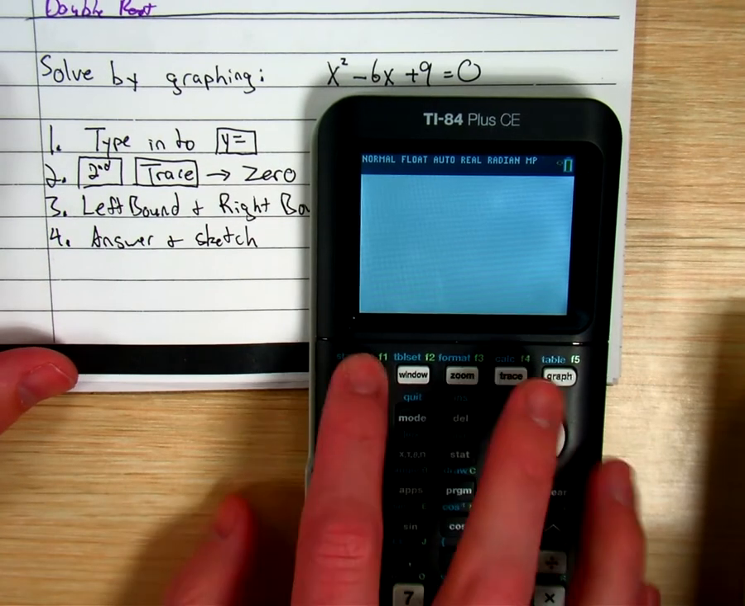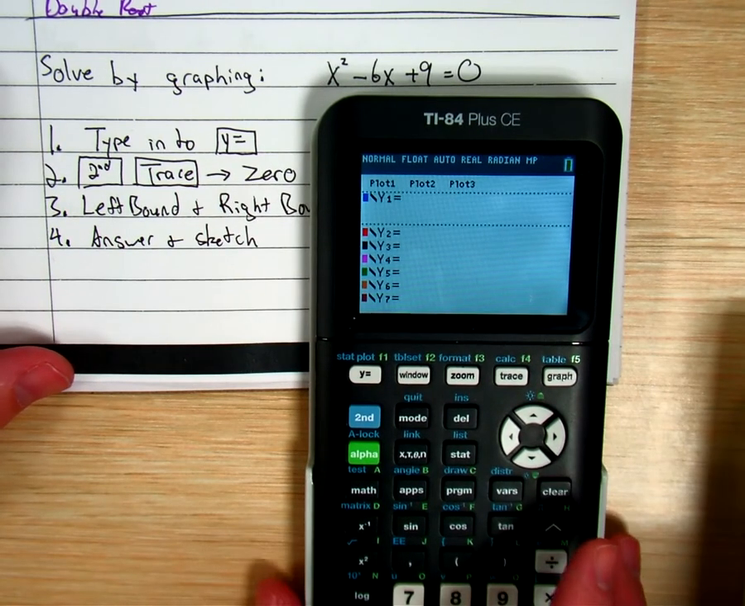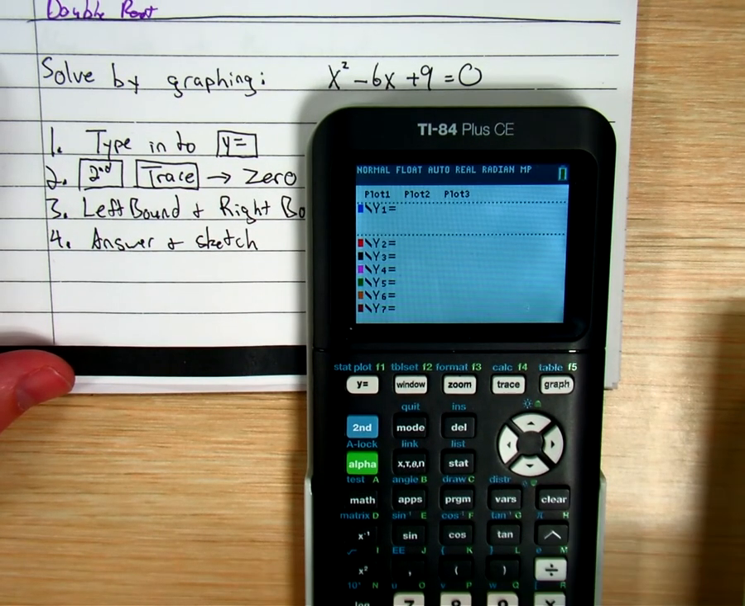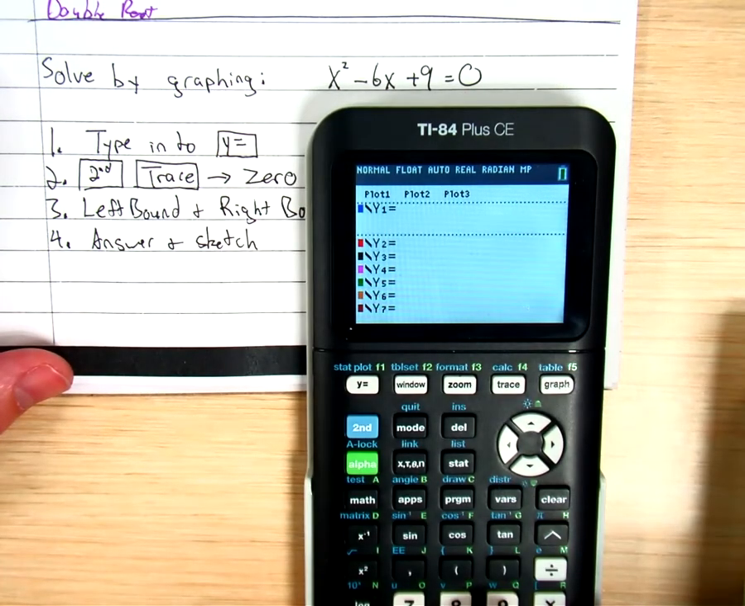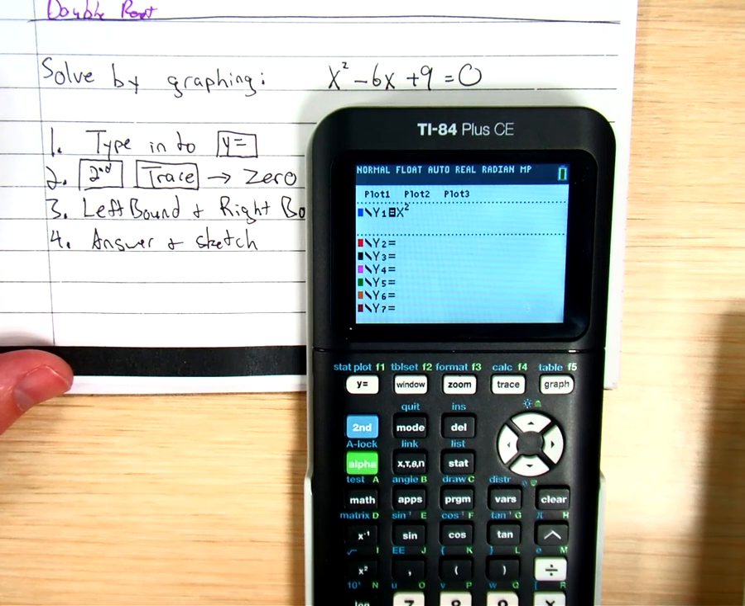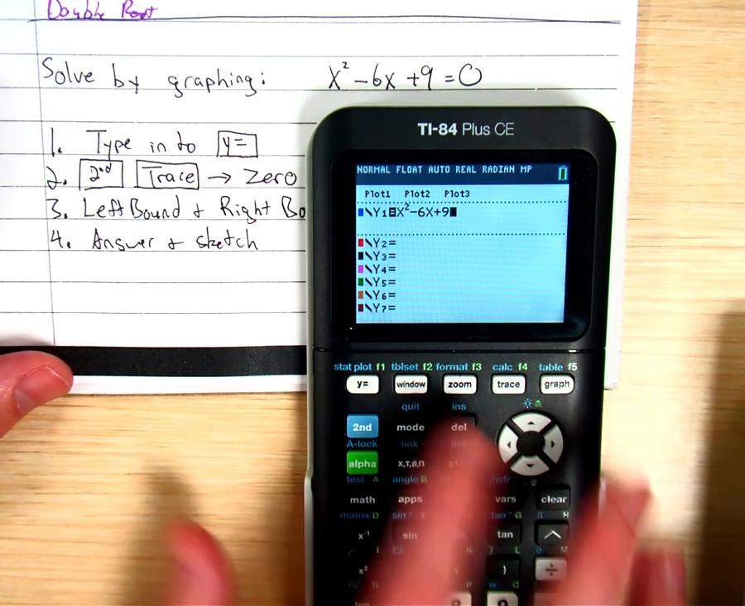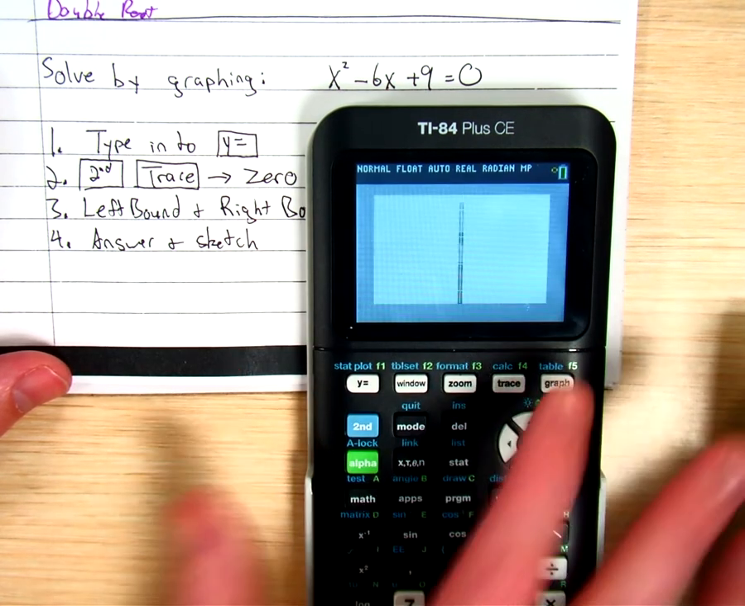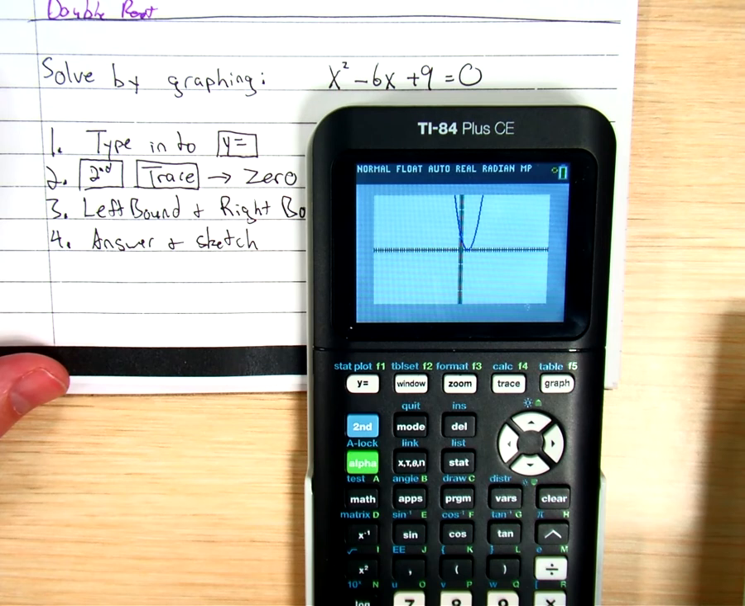So y = x² − 6x + 9. We don't put the equals 0 in our calculator. x² − 6x + 9. We've got it typed into Y1. Graph. Look at mine, mine's all zoomed out.